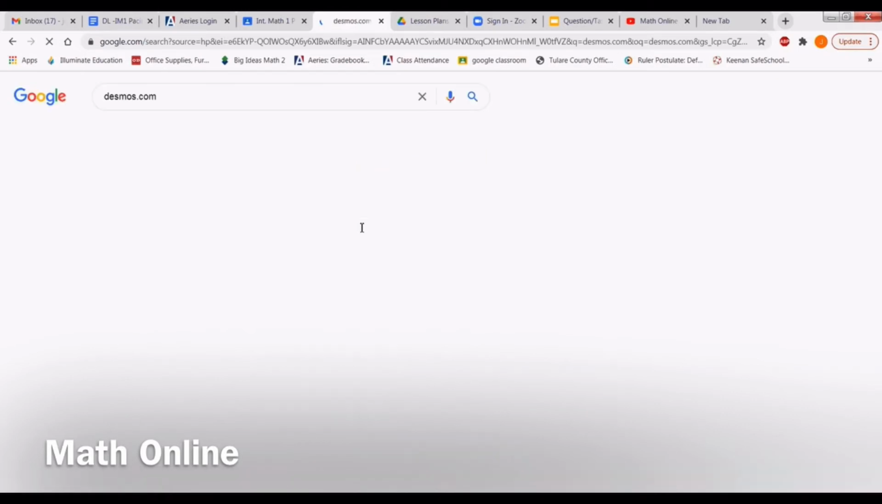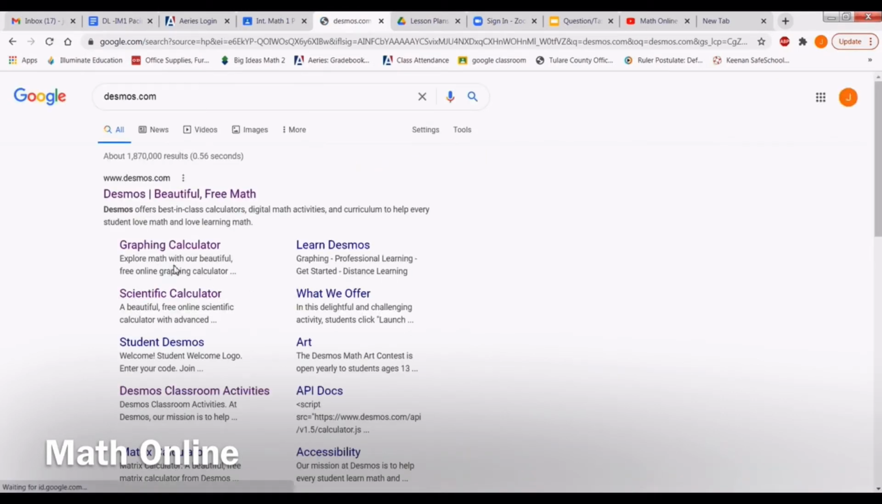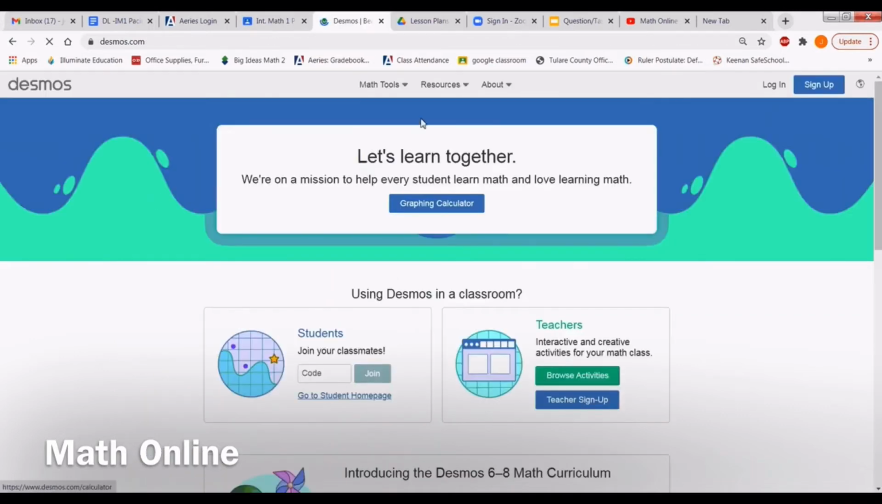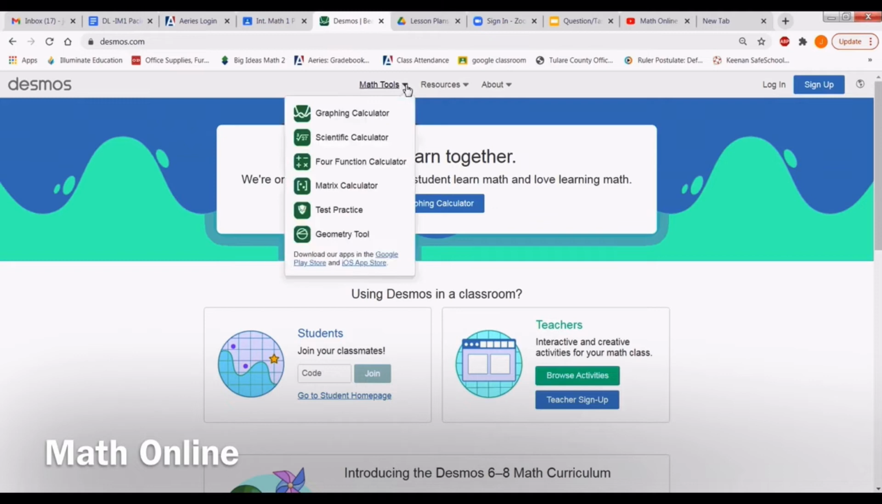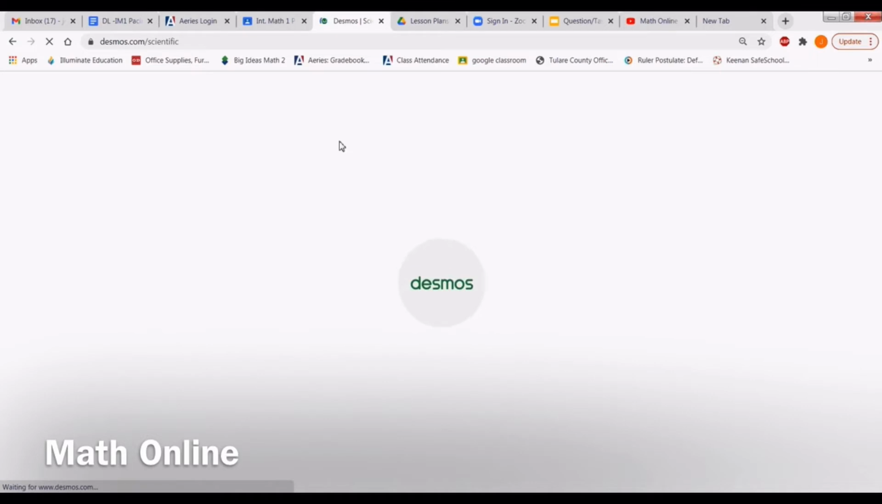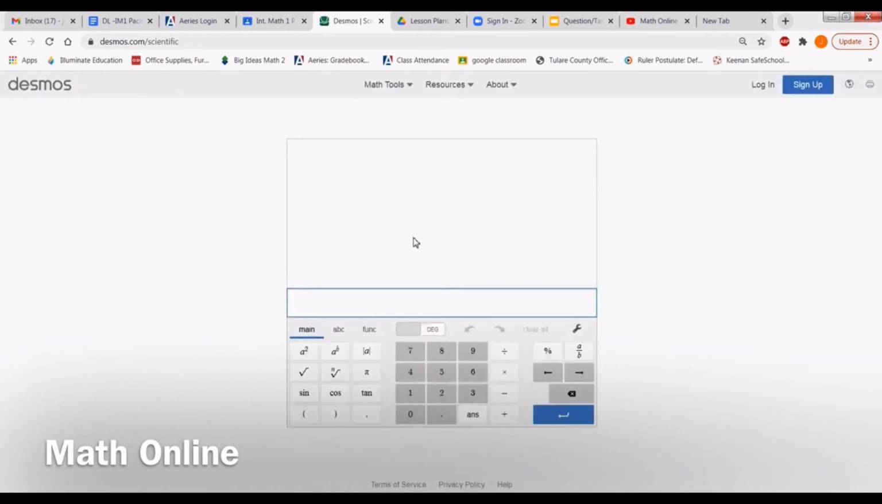And as soon as you type in Desmos.com and you click search, you should see this website here, Desmos Beautiful Free Math. You click on that, and then it opens this page, right? So if you click on the top, there's a little math tools over here that you want to click. If you click on the arrow, it gives you the types of options and calculators that you might use. But in this case, what you're going to be using is the scientific calculator. And once again, it'll be back exactly where I was showing you guys before I went to Google. So what you can do is type in the numbers here.